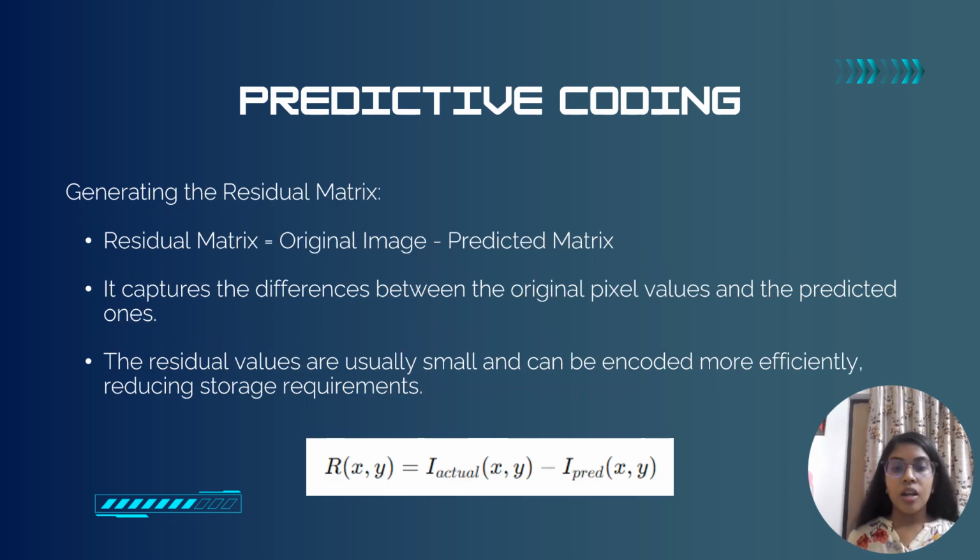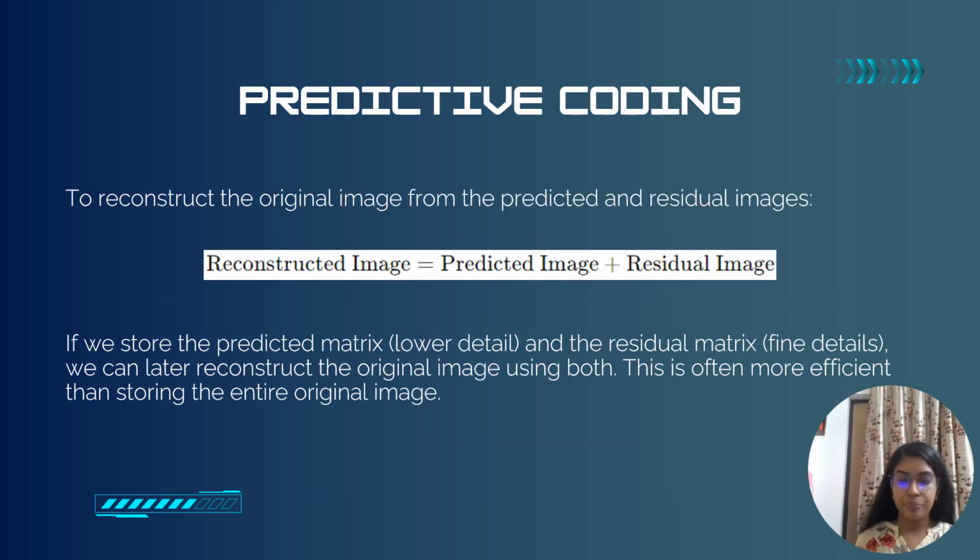Now, after obtaining the predicted matrix, we calculate the residual matrix, which is basically obtained by subtracting the predicted matrix from the original image. Now, this residual matrix basically captures the difference between the original pixel values and the predicted ones. Usually they are very small and can be encoded very efficiently. This is the mathematical formula: image actual minus image predicted is the residual image.